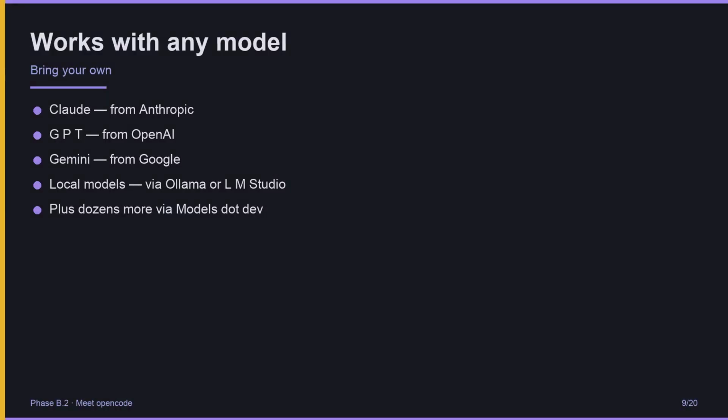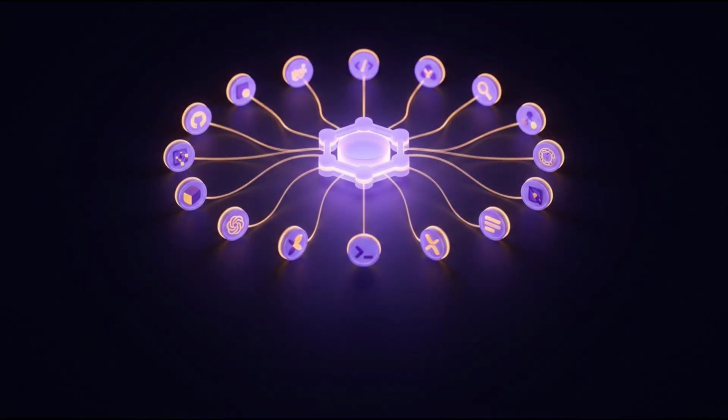OpenCode works with any model you bring. Claude, from Anthropic. GPT, from OpenAI. Gemini, from Google. Local models, via Ollama or LM Studio. Plus dozens of others through a registry called models.dev. You pick a model from a menu, paste a key, and OpenCode uses it. Switch models mid-session if you want. Compare answers across models. You are never locked into one vendor. Bring any model. Switch anytime.